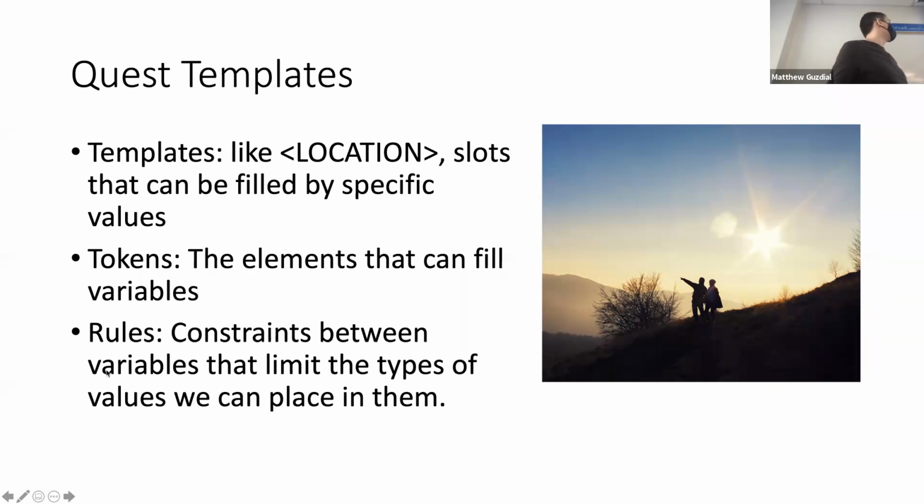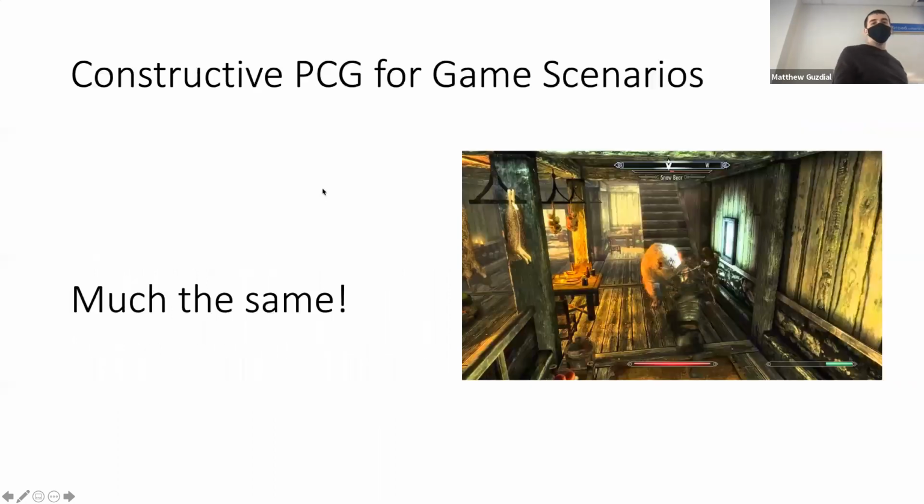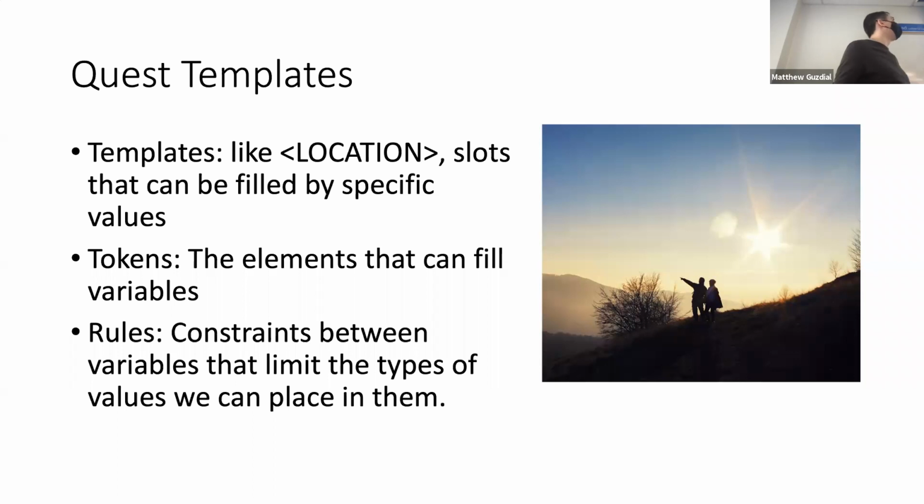And then rules, constraints between variables that limit the types of values that can be placed in them. So potentially, depending on a particular location, you might only see some kinds of enemies there. It doesn't make sense to have, I don't know, a bear in a house, which Skyrim clearly didn't have that rule, but they should have. Maybe it's funny that there's a bear in the house.